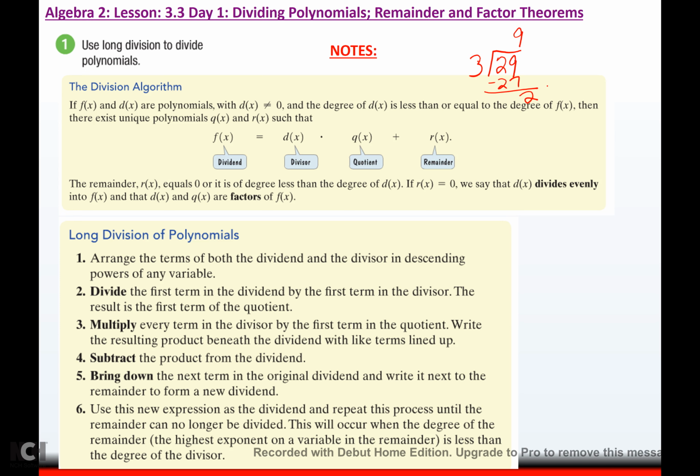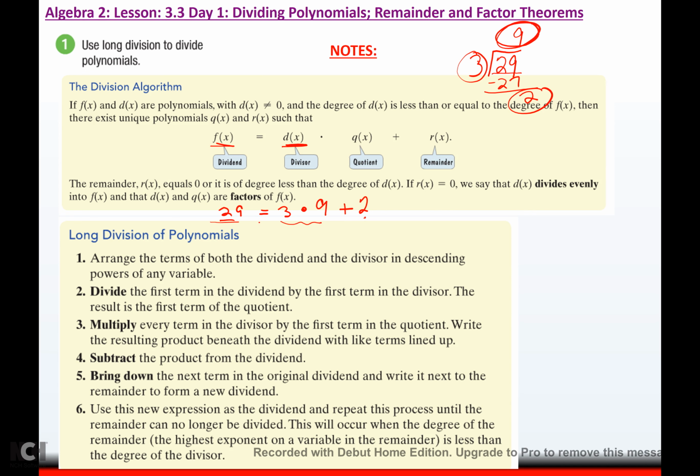What this says is your dividend is your 29, the big number. So I could say 29 equals my divisor, whatever's on the outside, so that's 3, times my quotient, that's whatever's up here, 9, plus my remainder, which is 2. And if you look at it, it's true. 3 times 9 is 27, plus 2 is 29.